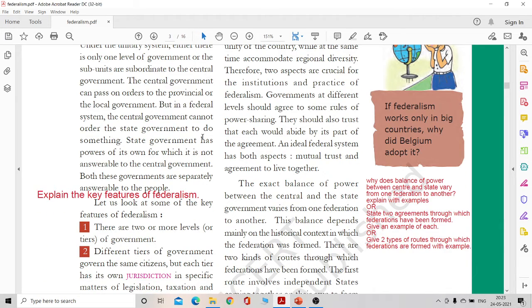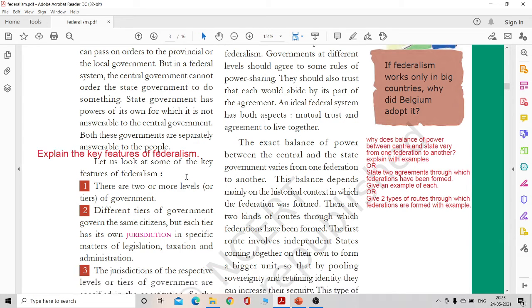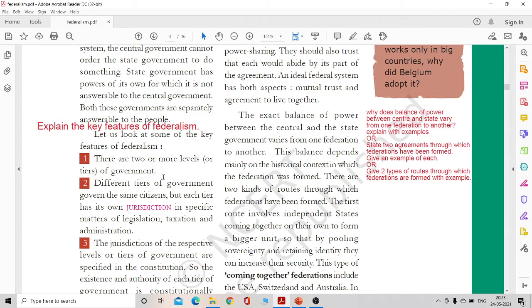Now, an important long question, a 5 marker, is: explain the key features of federalism. It's a very direct question, and if you are able to write to the point, then you will get 5 out of 5. So let's take a look at it. The key essential features of federalism are that there are different tiers of government, right? But each tier has its own jurisdiction in matters of legislation, taxation, and administration.